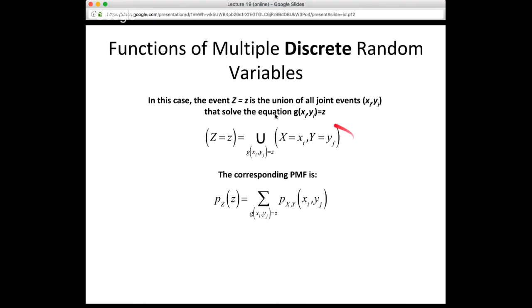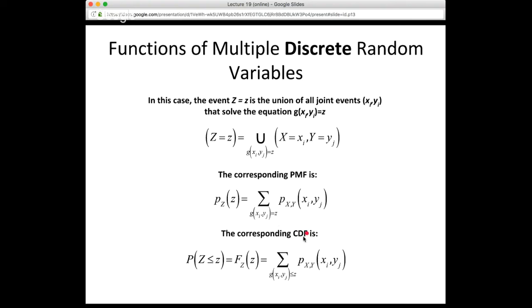If this is the relationship between an event in z and the corresponding joint events in xi, yj, it makes sense that the probability that the random variable z is going to be equal to little z, that is the probability that this event will occur, is going to be the sum over all combinations of xi and yj that, when g is operated on them, give us z, of the joint probabilities associated with those xi, yj. So we're summing up all of the joint probabilities over the xi and yj that, when plugged into g, give us z.